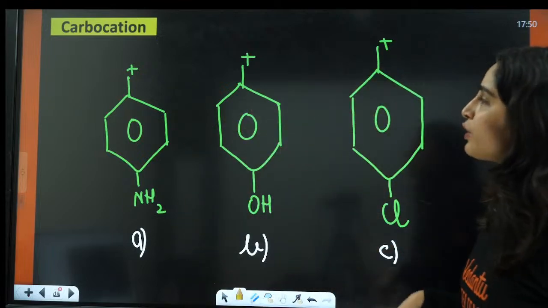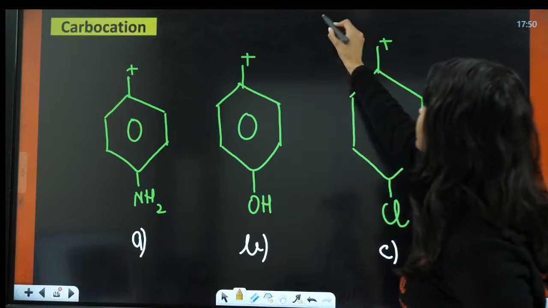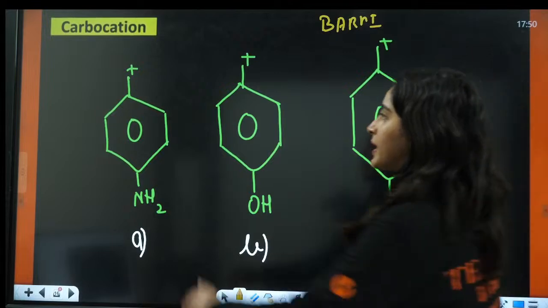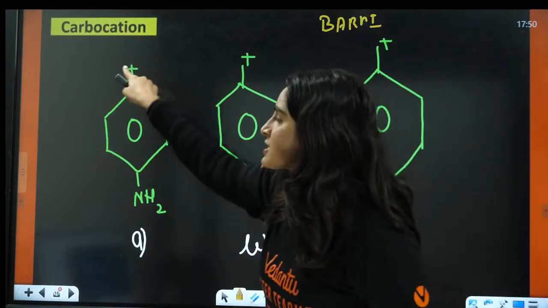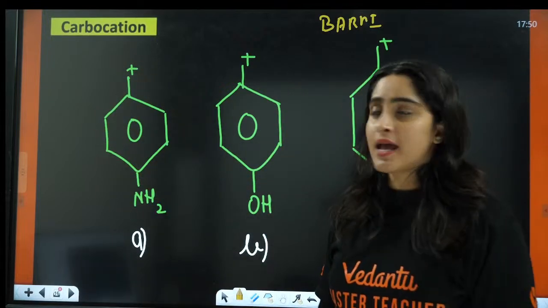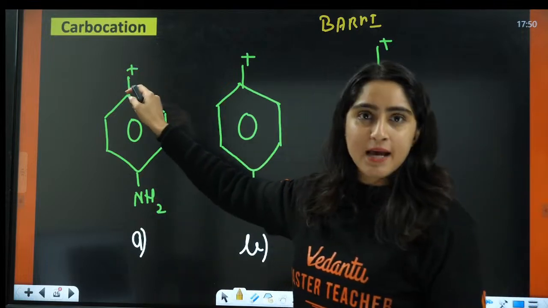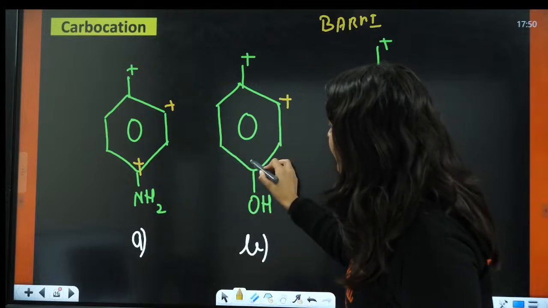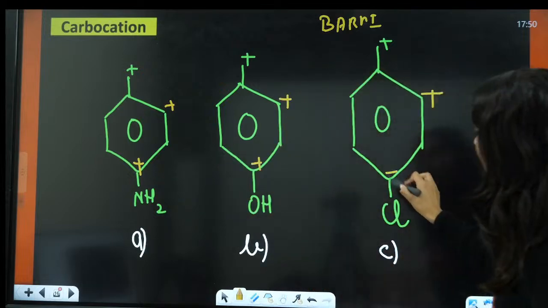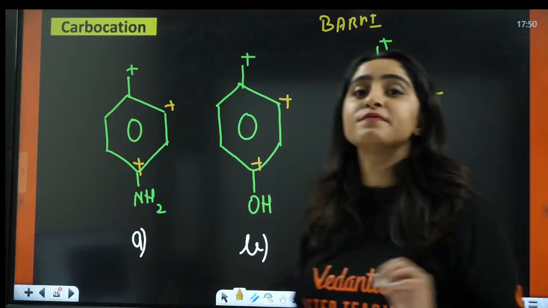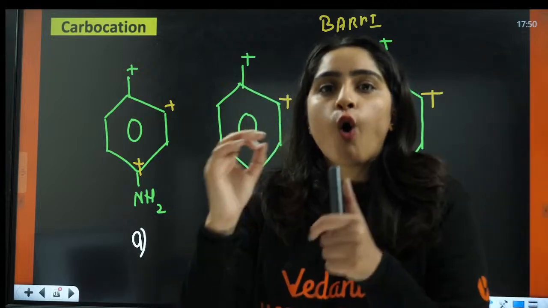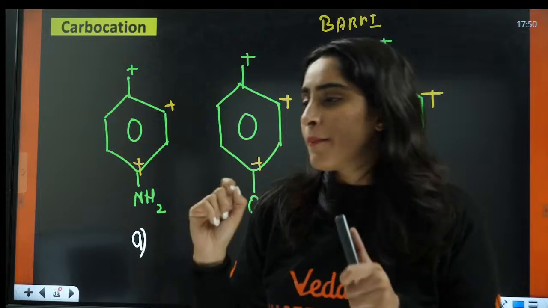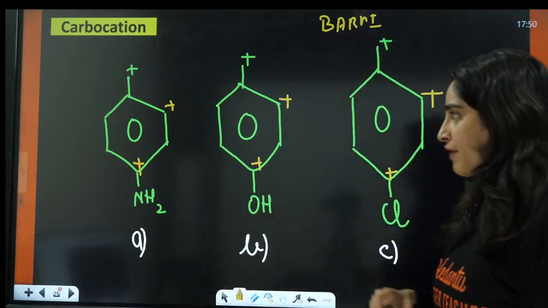And we know that from resonance, understand one thing. Something like this means this positive charge is in resonance. And because of minus M effect, the positive charge will also be on ortho and para position. The positive charge will distribute to ortho and para position because of minus mesomeric effect.